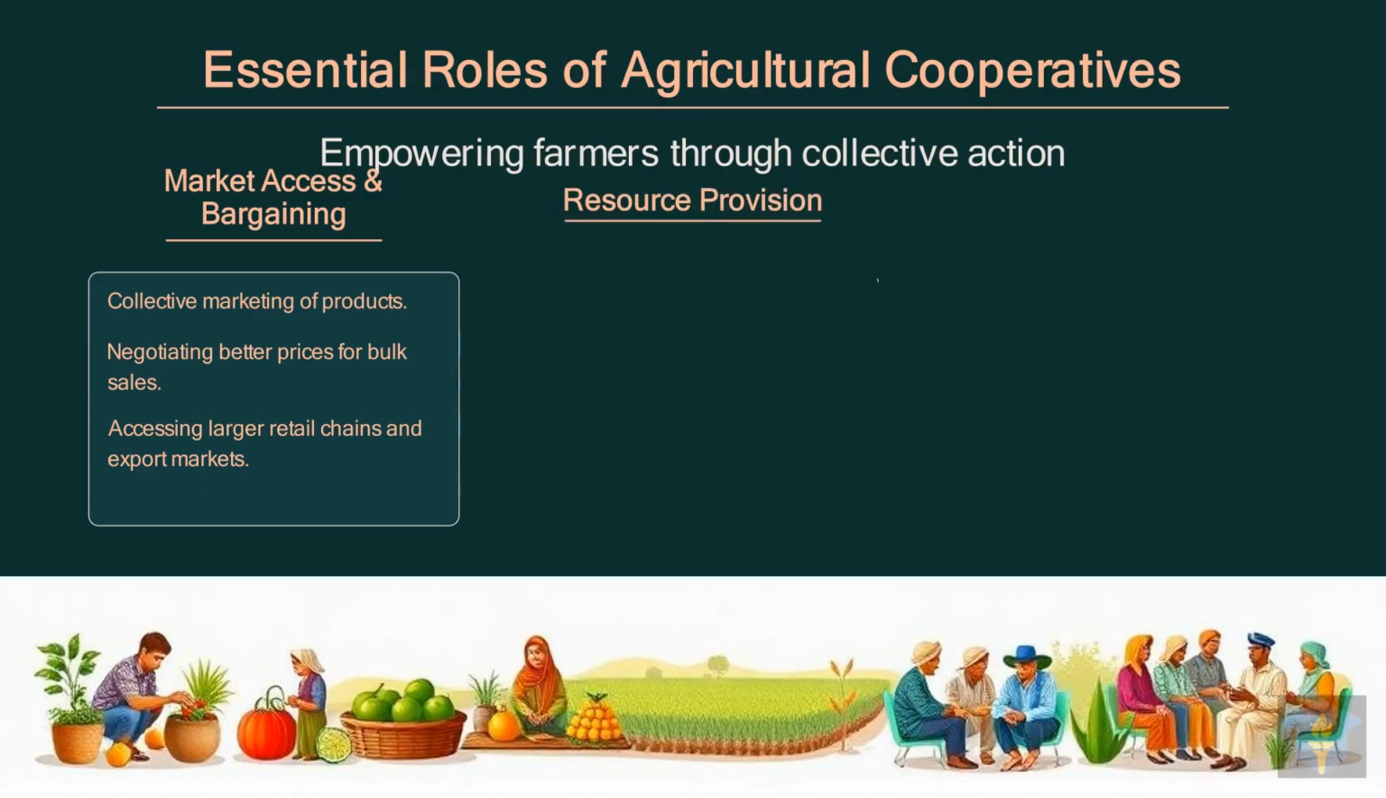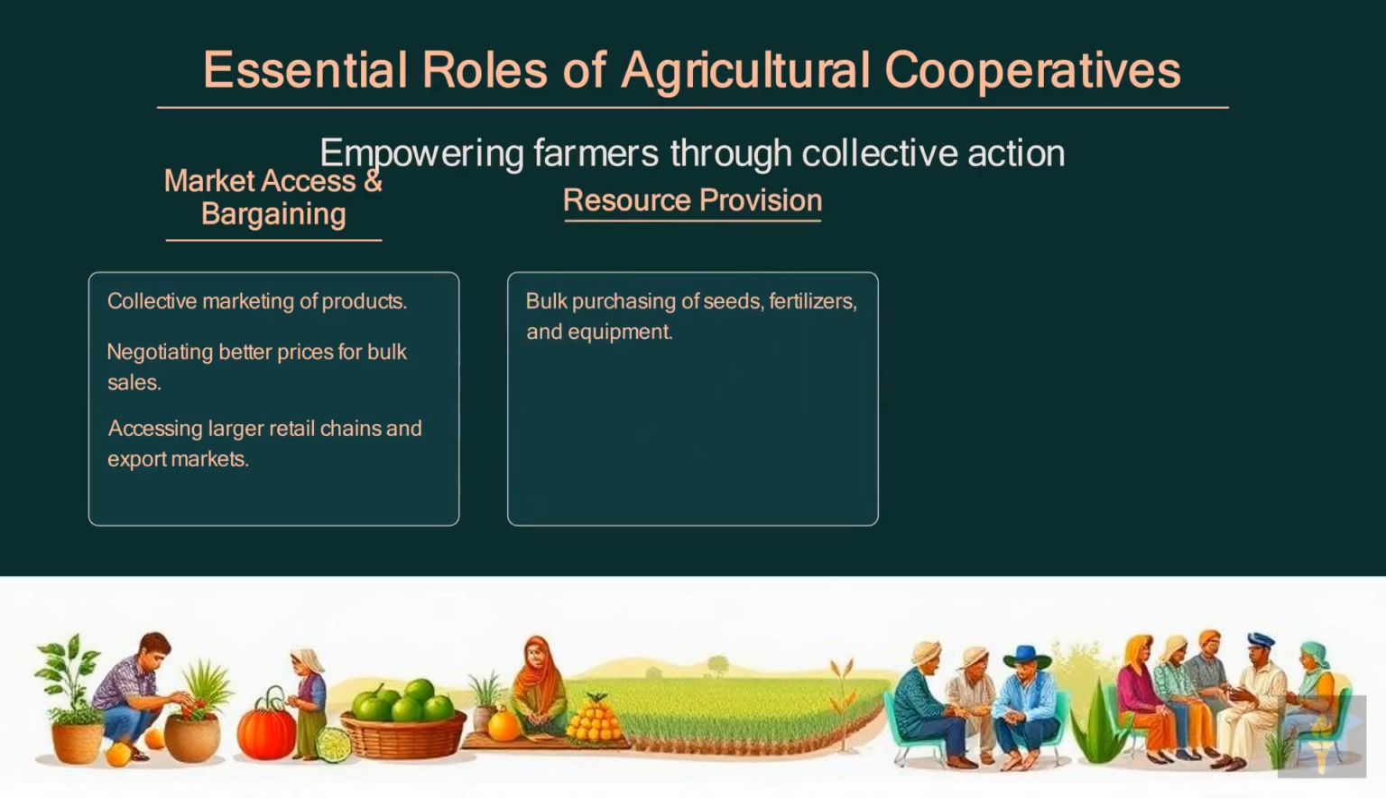Next category: resource provision. Cooperatives enable bulk purchasing of seeds, fertilizers, and equipment. They provide financial services like credit and insurance to members. They also offer technical assistance and training programs.